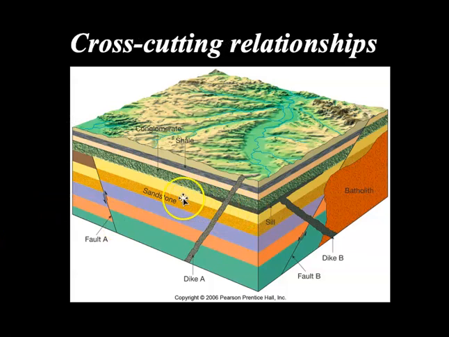Right here, this stack of rocks was intruded by a dike of crystalline rock, a vein of rock. So this dike A is younger than everything it cuts. Everything in these layers was here before this sliced across them.